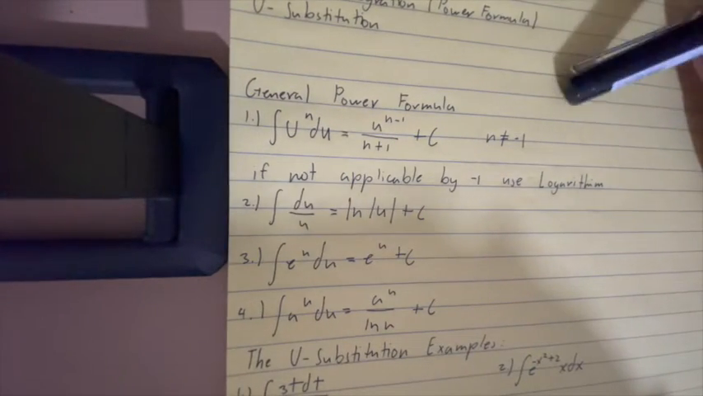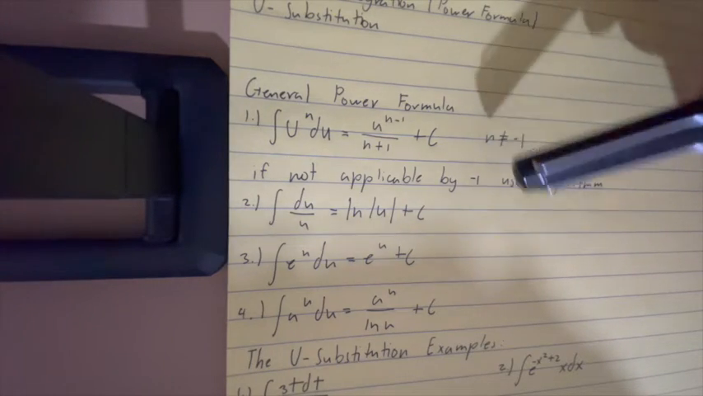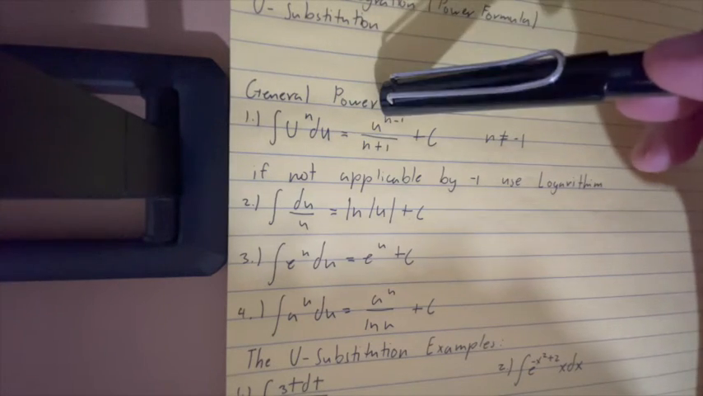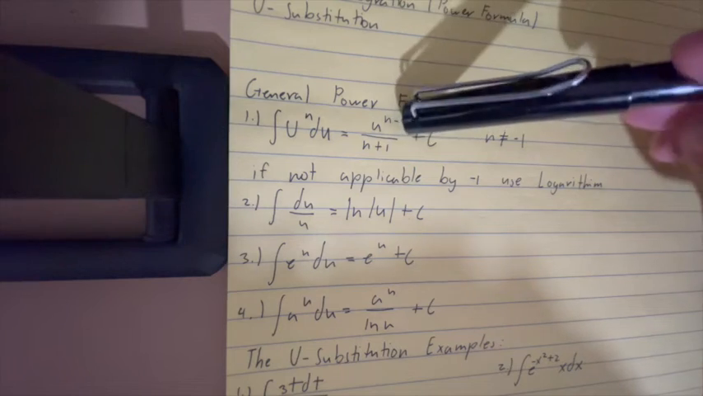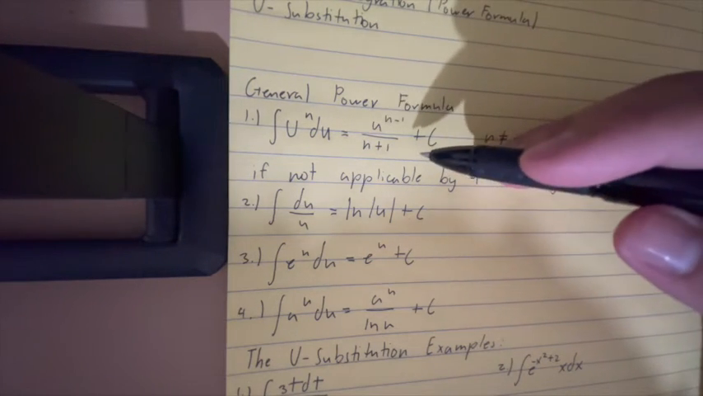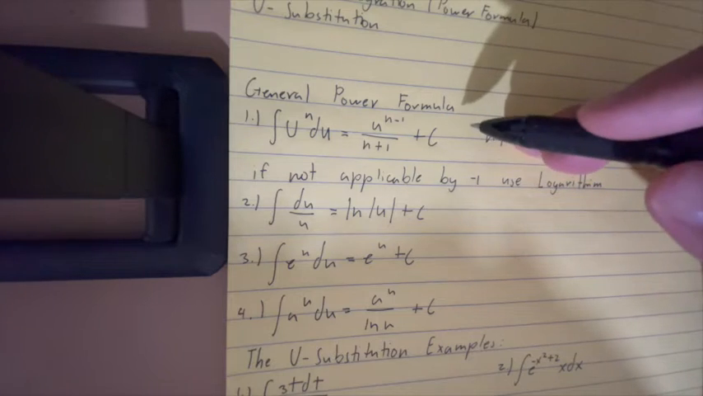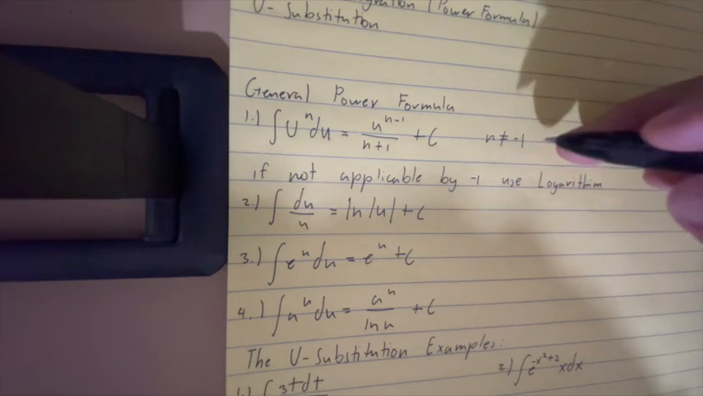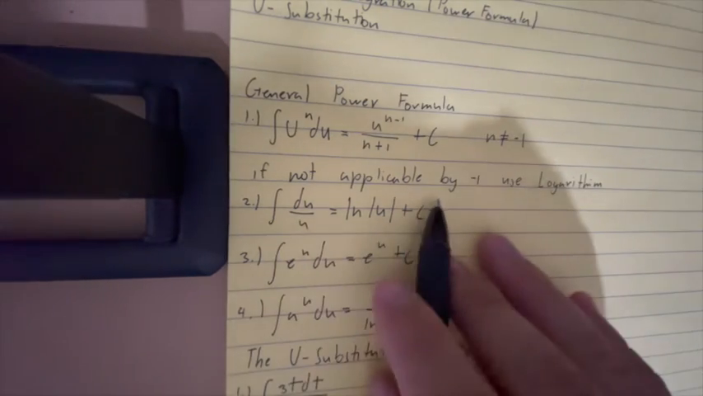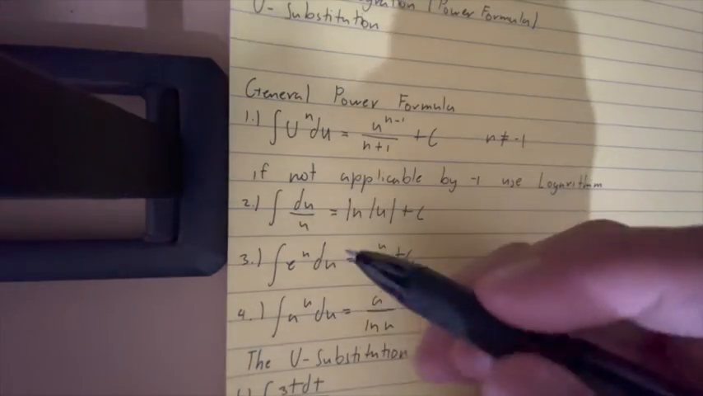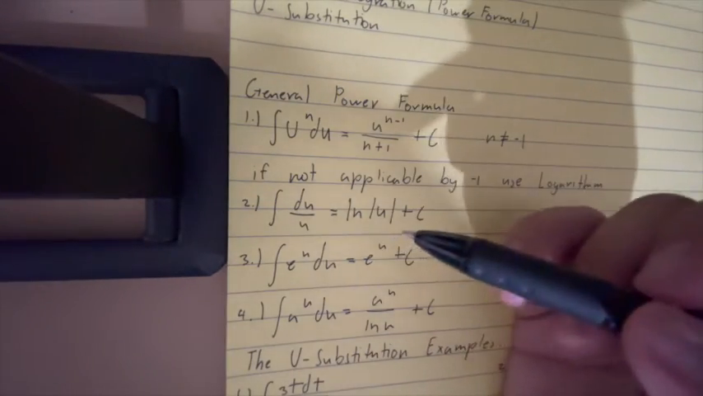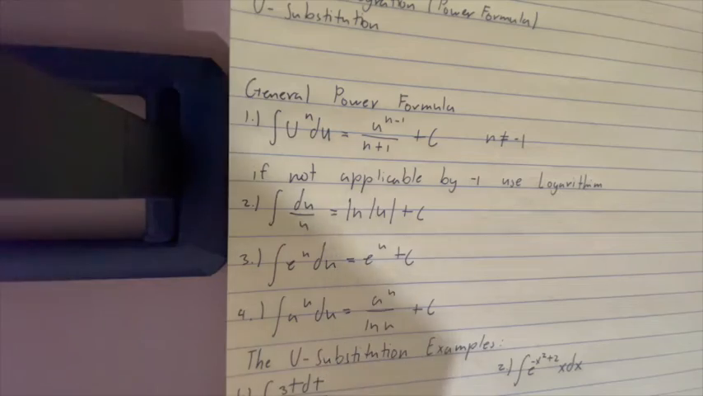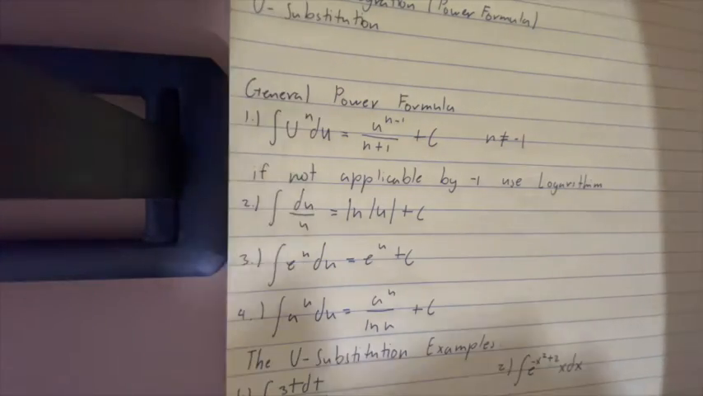The general power formula consists of 4 formulas. The integral of u raised to n du is equal to u raised to n plus 1 over n plus 1 plus the constant. It won't be useful if n is equal to -1. If not applicable for -1, use logarithm. So the integral of du over u is equal to ln of the absolute value of u plus c.